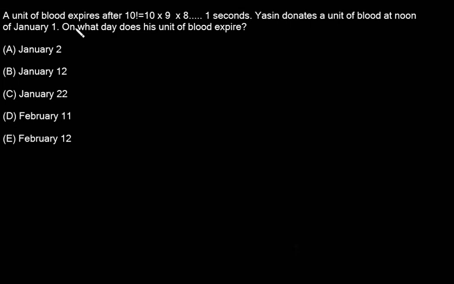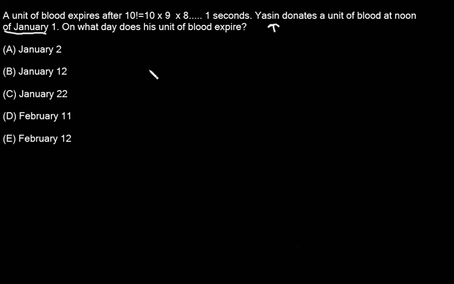A unit of blood expires after 10 factorial, which is equal to 10 times 9 times 8 times 7 times 6 times 5 times 4 times 3 times 2 times 1 seconds. Yassine donates, I don't know how to say it. Is this Yassine? Tell me if I'm wrong. Yassine donates a unit of blood at noon on January 1st. On what day does his unit of blood expire?